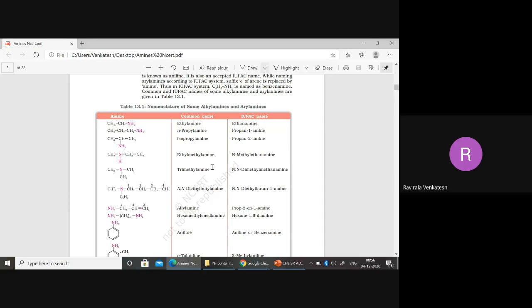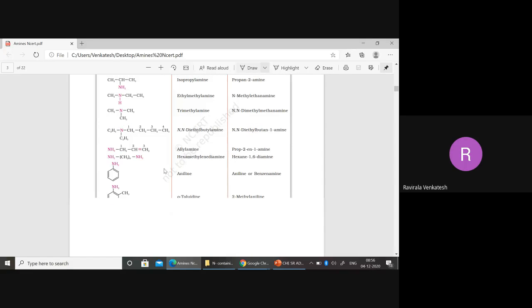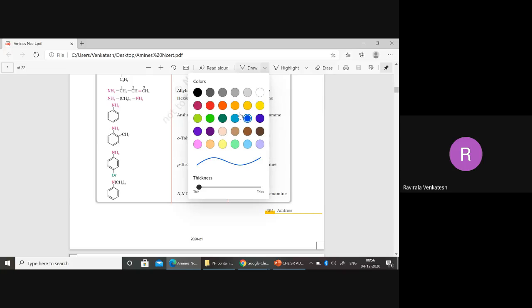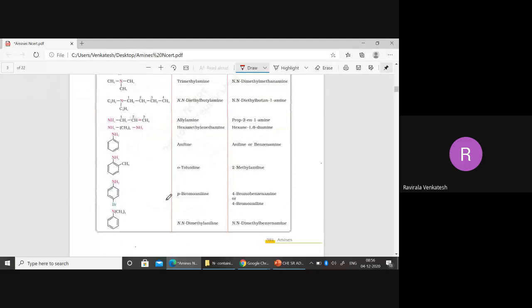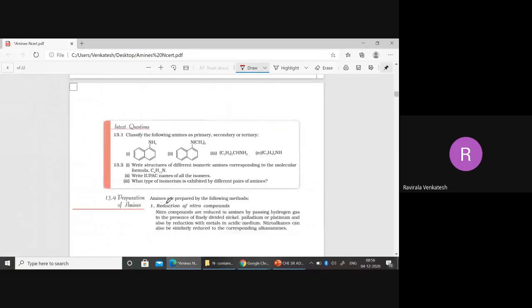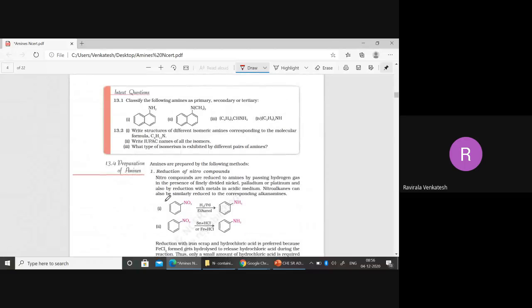Ethylamine, N-propylamine, everything. You have to practice this one now. Today's homework is you have to practice this box. Otherwise, when we get to chemical reactions, it will be very difficult for us. This also we completed, and this one also. C4H11, just now we completed up to here.